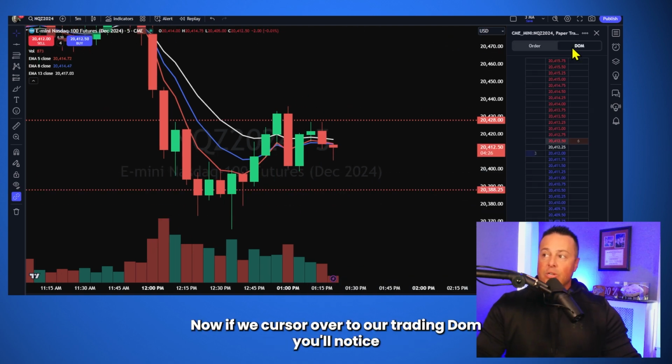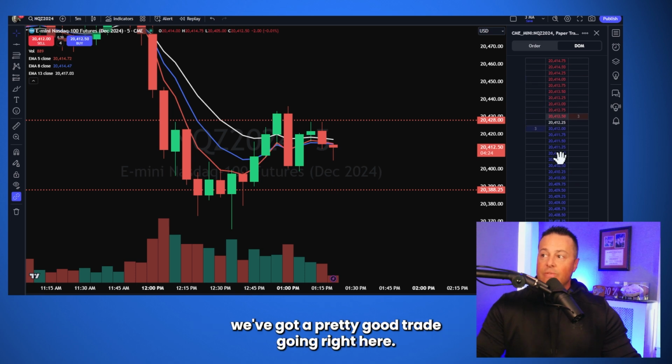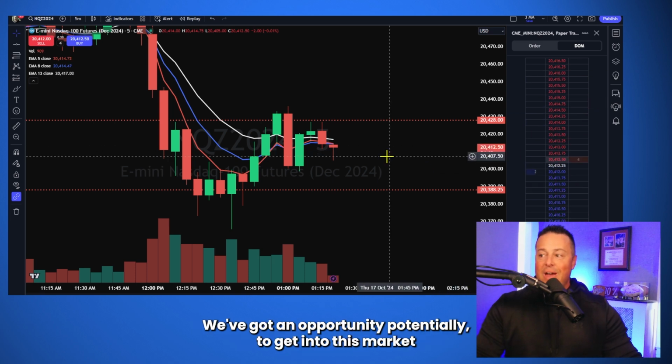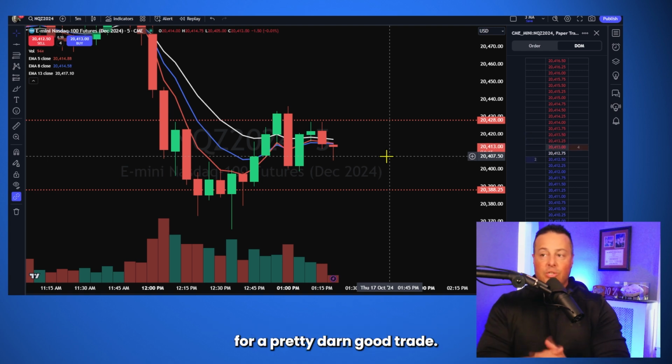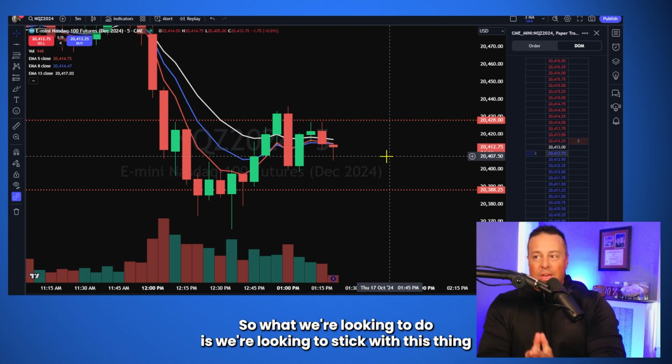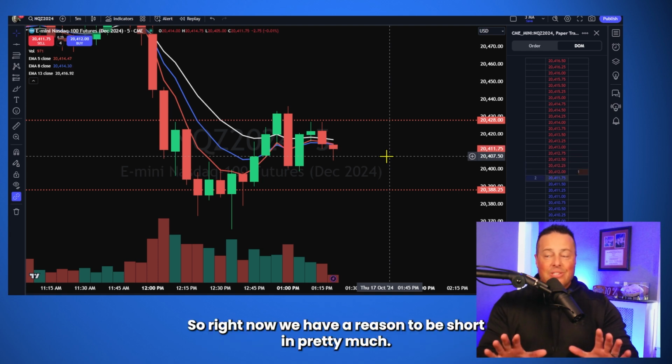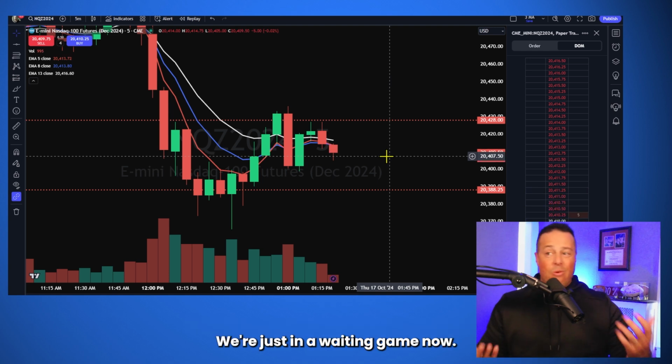Or we could use a fixed risk versus reward ratio. Now, if we cursor over to our trading DOM, you'll notice we've got a pretty good trade going right here. We're sort of in the green. We've got an opportunity potentially to get into this market for a pretty darn good trade. So what we're looking to do is stick with this thing as long as we have a reason to be in the market, we stay in it. So right now we have a reason to be short, and pretty much we're just in a waiting game now.